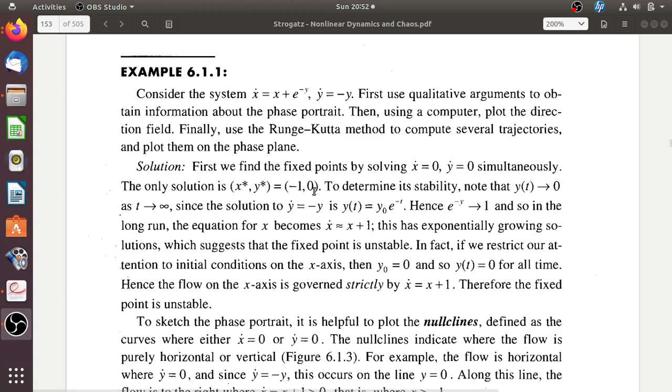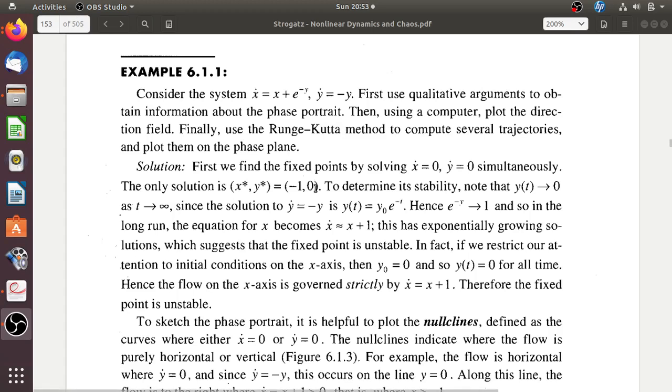So remember, for a non-linear system, there is a possibility that we can have no fixed point, or one fixed point, or two fixed points. It's not like a linear system, where we have only one fixed point and that's at the origin. Okay, fine. So we have got the fixed point.